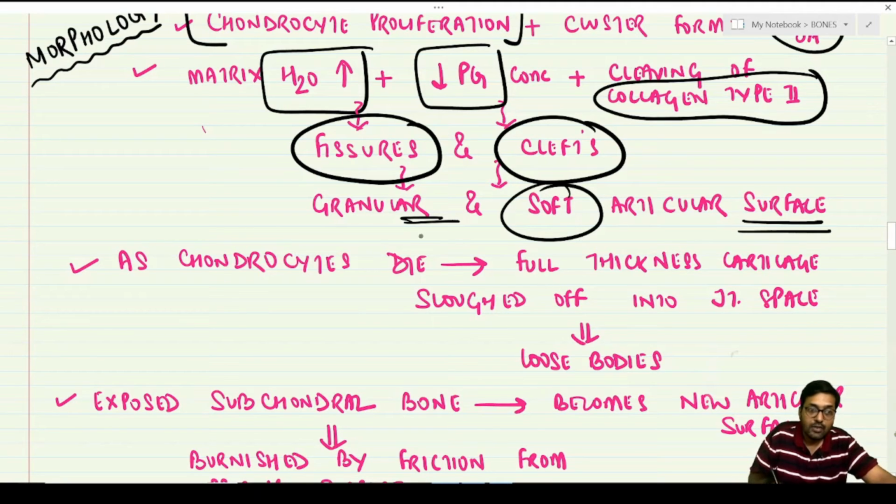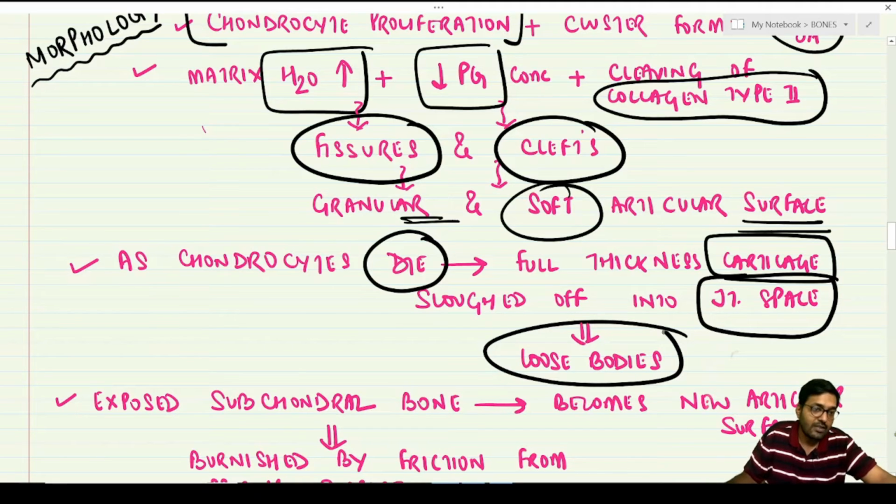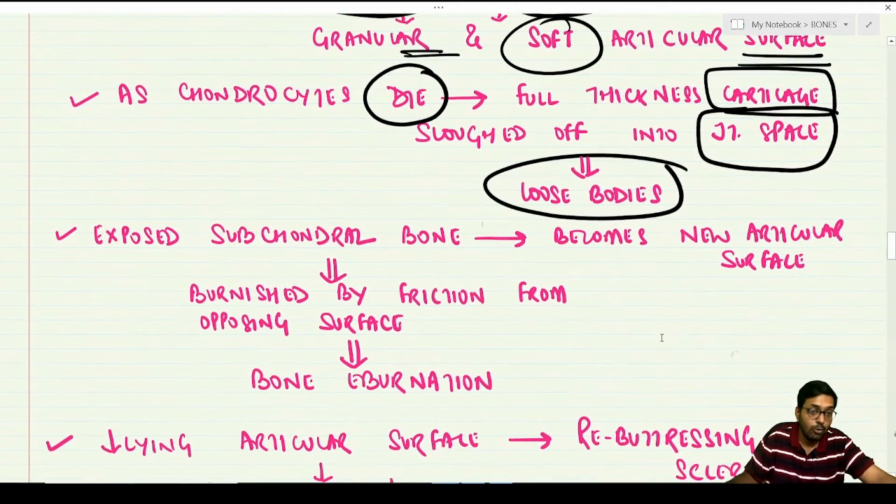It is altered. As the chondrocytes die, the full thickness of the cartilage is sloughed off. They are lost, and this cartilage that is sloughed off enters the joint space, forming what are called loose bodies. Loose bodies are nothing but those chondrocytes which have died, and because of which a portion of the articular cartilage has come off and entered the joint space, forming what are called loose bodies.